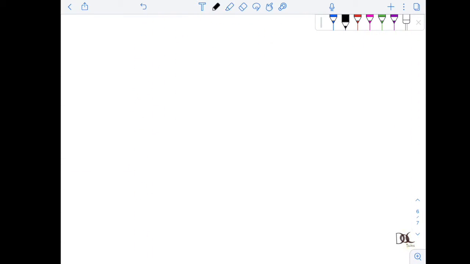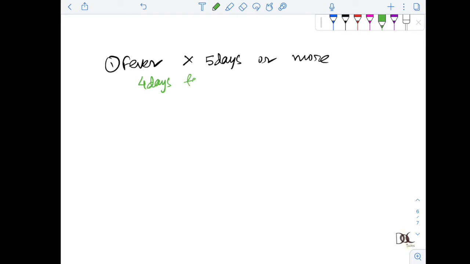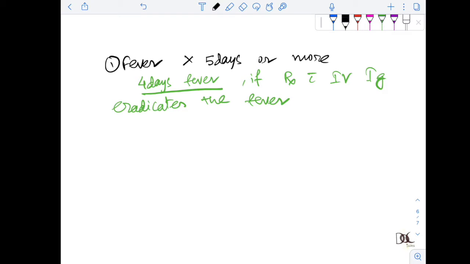Now, the criteria, the first thing, the must criteria. What should be there? It should be there. Other than that, it is not KD. That is fever. The first thing is fever. Fever for 5 days or more. There is a catch in this. 4 days of fever will be included in the criteria if treatment with IVIG, or intravenous immunoglobulin, eradicates the fever. That is a catch here.